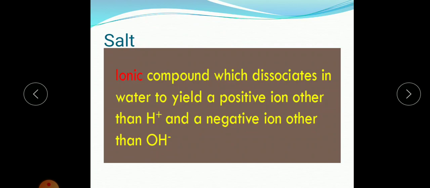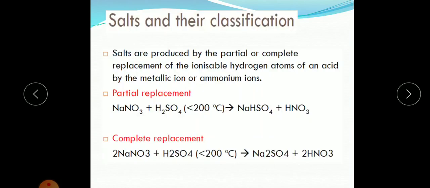So salt, the definition tells us, is an ionic compound which dissociates in water to yield a positive ion other than H+ and a negative ion other than OH- ion. So the ionic compound which dissociates in water to give you not a positive hydrogen ion or not a negative OH- ion, that we call a salt. And salts can be classified.